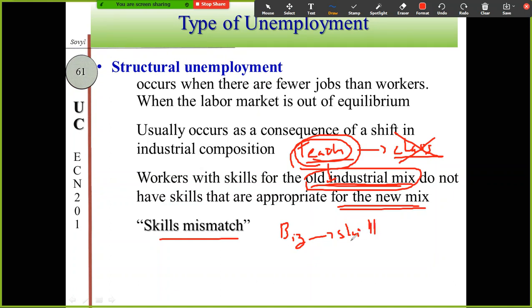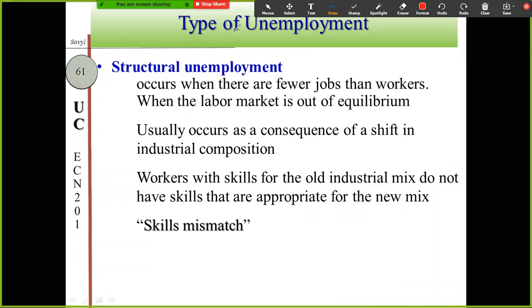Business needs that skill, but many people who go to apply have other skills. Maybe this skill and that skill are not the same. That's why most people become unemployed. So in this case, people become unemployed not because of themselves, but because of economic, technological, or social conditions. That's why we call it structural change. Because the working structure changes, some people become unemployed.